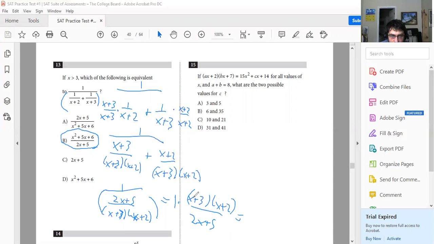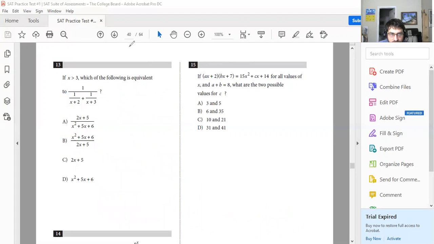If we just want to make sure that, FOIL it out, x squared plus 3x plus 2x plus 5 over 2x plus 5. And that top simplifies to x squared plus 5x plus, it should have been 6. X squared plus 5x plus 6, 3 times 2 is 6. B is indeed our answer, and we're good.